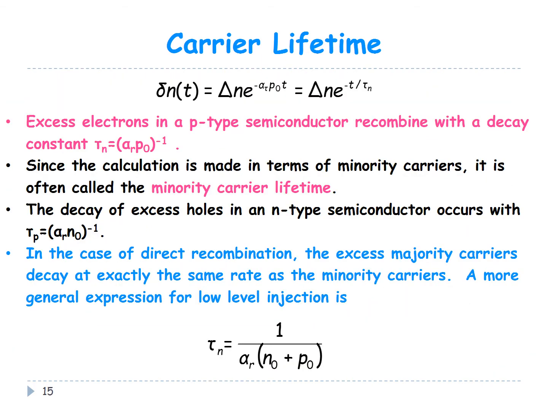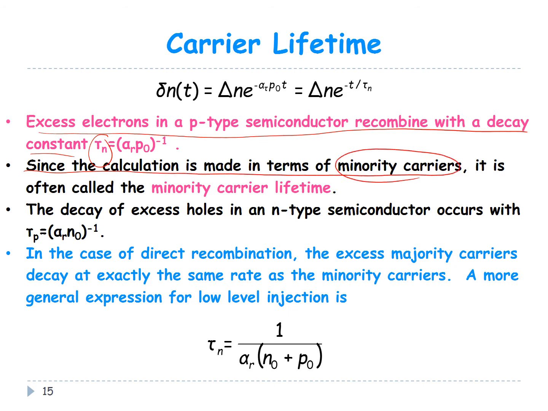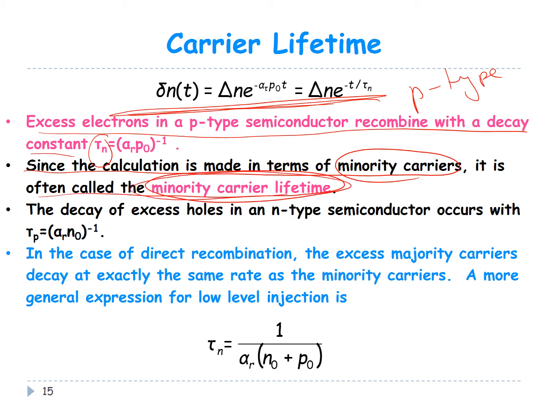Okay, so excess electrons in a p-type semiconductor recombine with a decay constant tau n, which is equal to 1 over alpha r p naught. And since the calculation is made in terms of minority carriers, remember that we are considering a p-type semiconductor where electrons are minority carriers. So since it is made in terms of minority carriers, it is often called the minority carrier lifetime. Our tau n is the minority carrier lifetime.